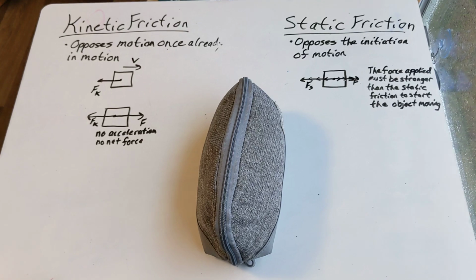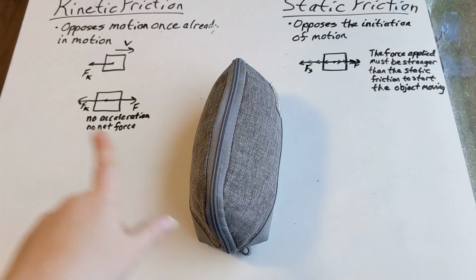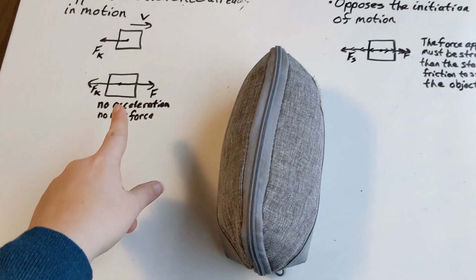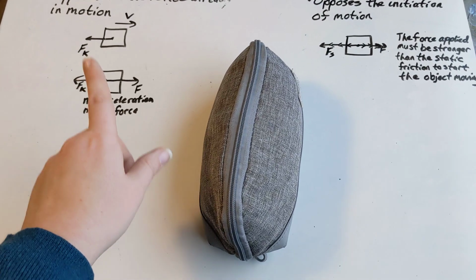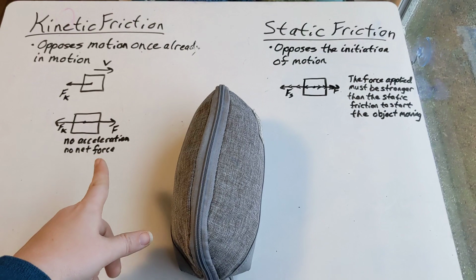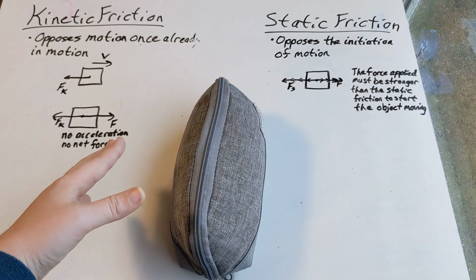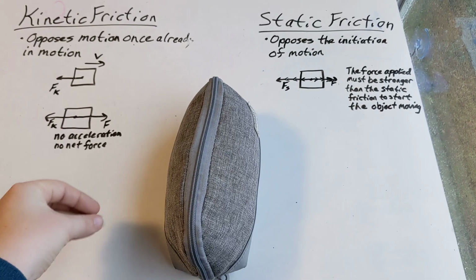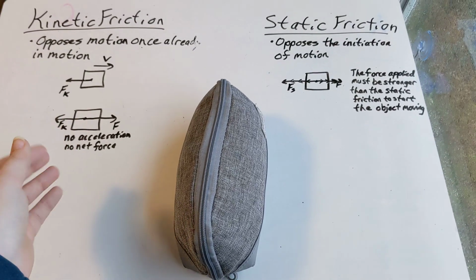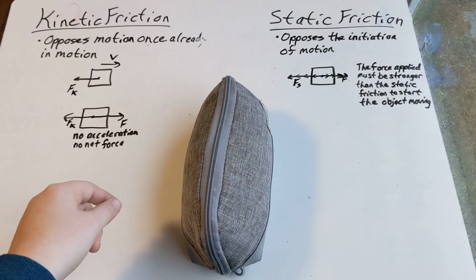It's going to accelerate. But as long as those two forces are equal, as in this example here, there's going to be no acceleration, and we would say that there's no net force. So even though that object is moving, even though there are forces acting on it, those forces equal out. They'll cancel each other out. Therefore, there is no net force.